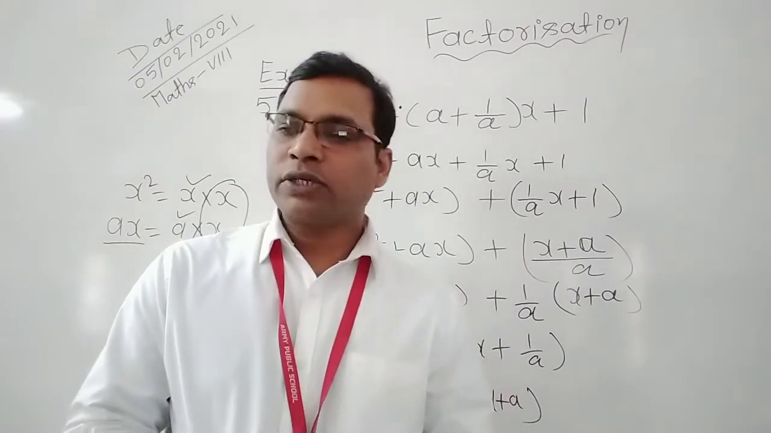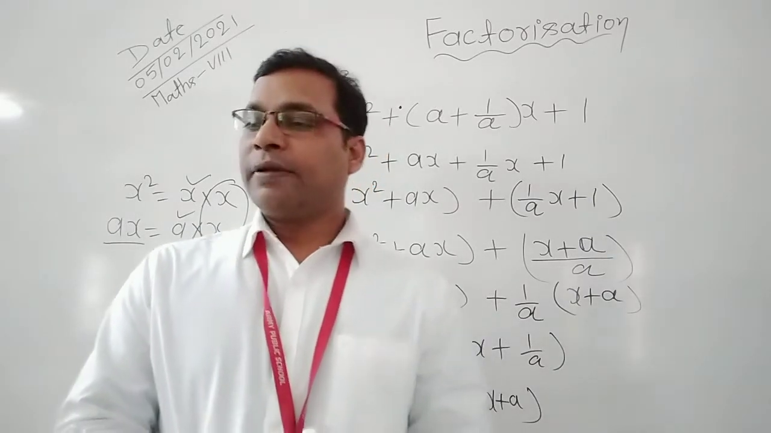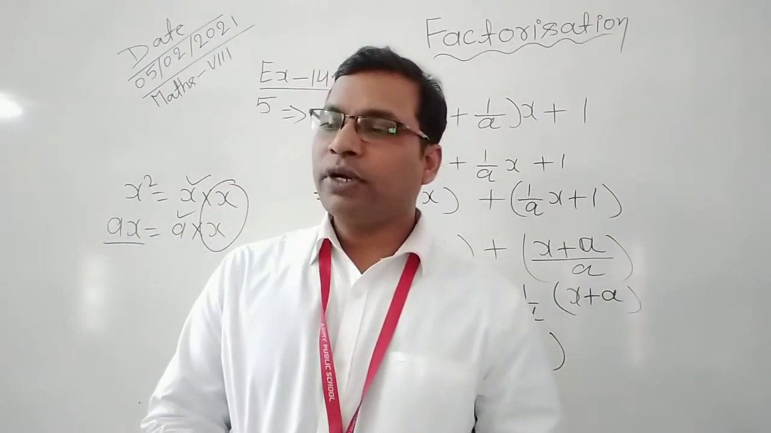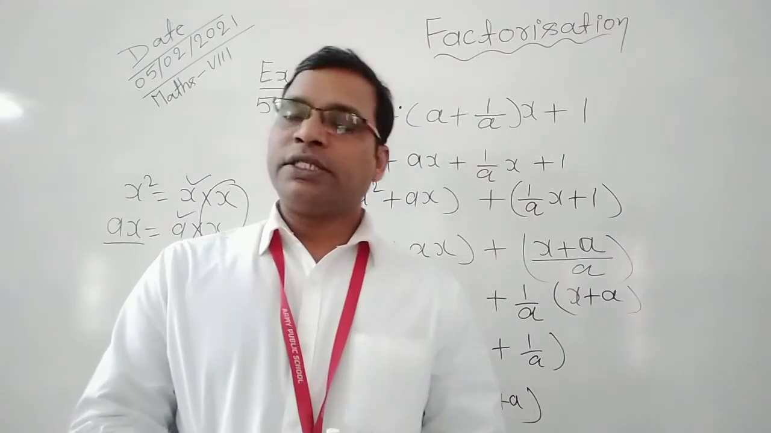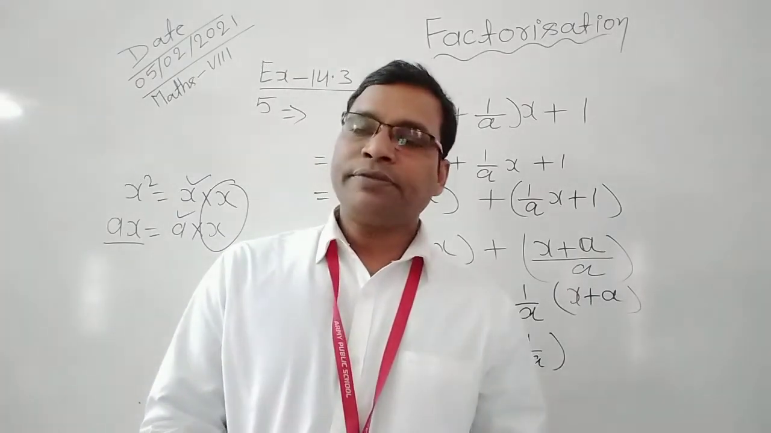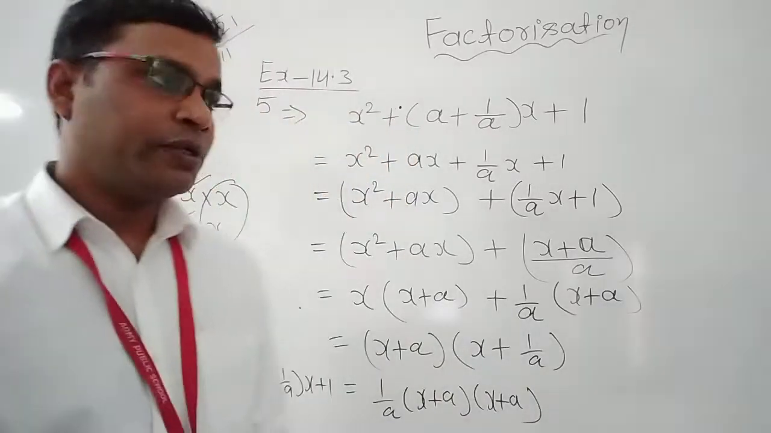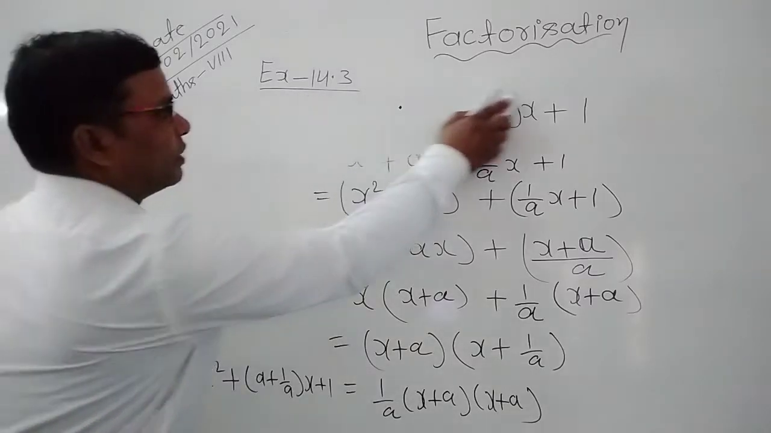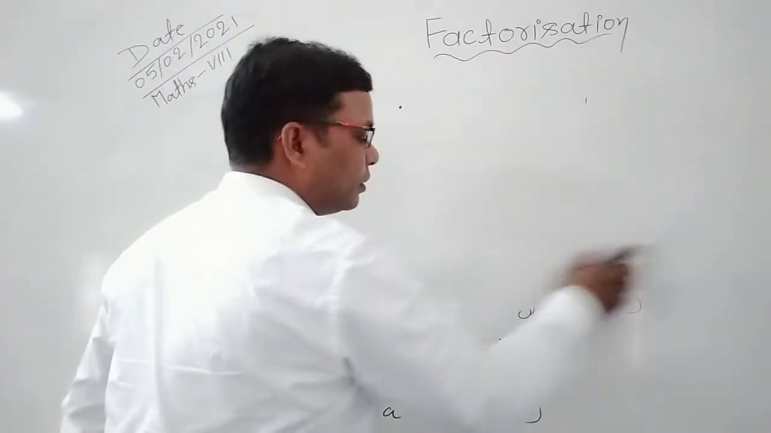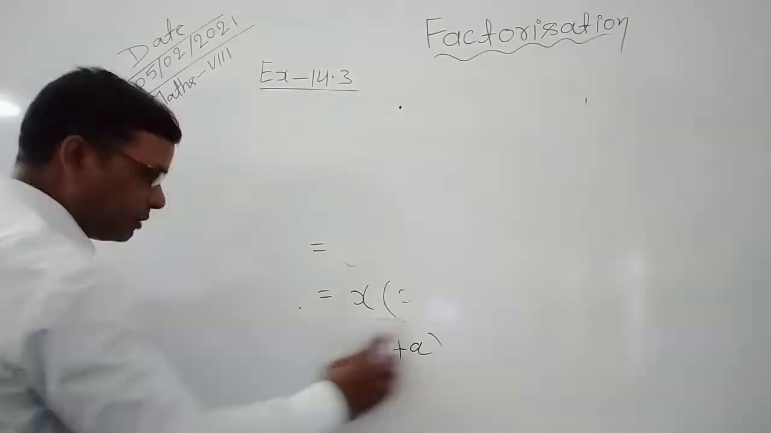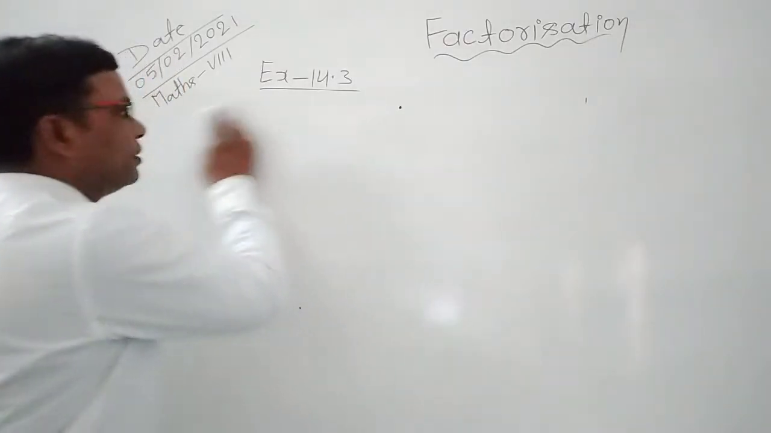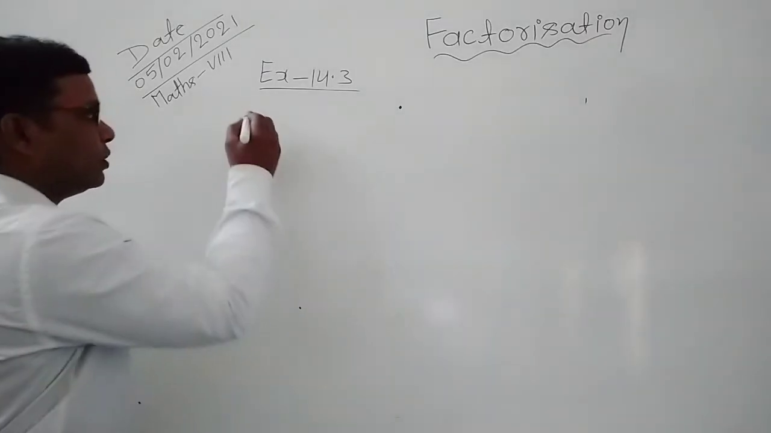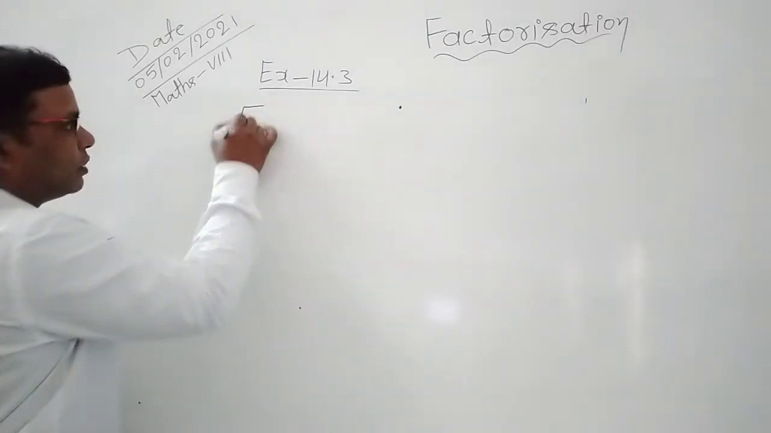What is in the next question? The next question has 36 a to the power 4 minus 97 a square b square plus 36 b to the power 4. So let's see how to solve question number 6. I hope all of you understood question number 5. Okay, so first we erase this. After this we discuss question number 6, and this is question number 6.